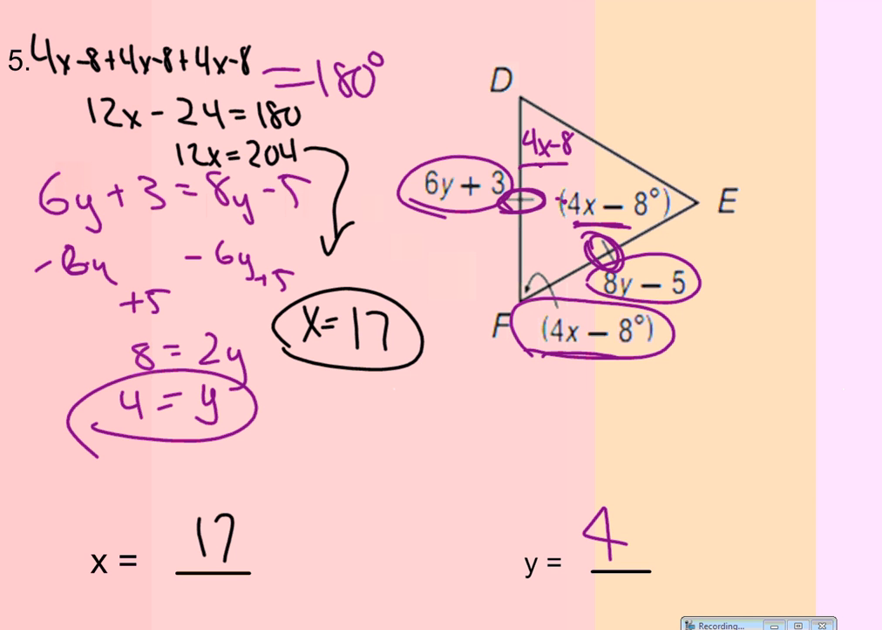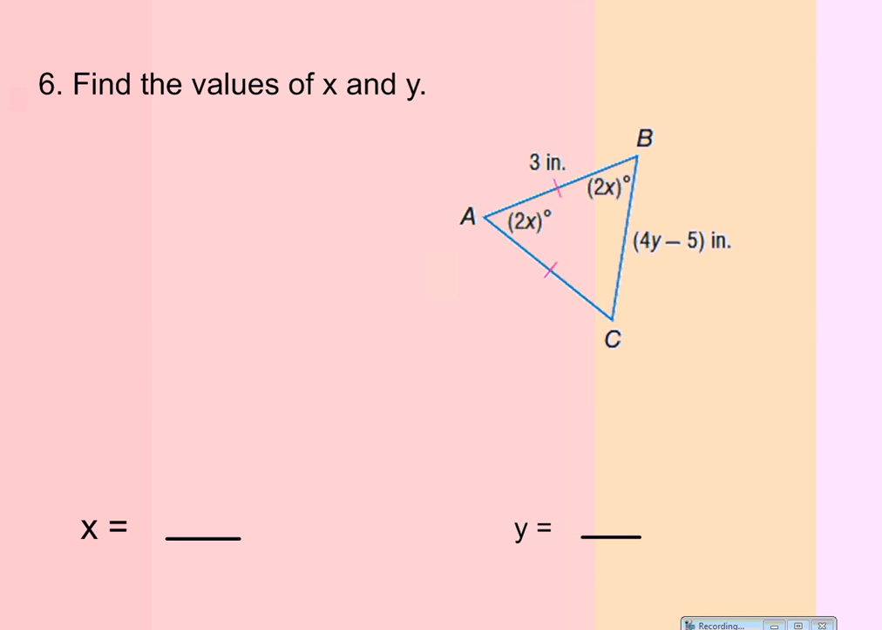Or another way I could have done that, and a way that might have been actually easier, since I proved that all three of these are congruent to each other, I could have just said, you know what, 4x minus 8 equals 60. And I could have done it that way too. That seems a lot easier. I should have done it that way. Why didn't you guys tell me that? Oh yeah, you're not really on this video.